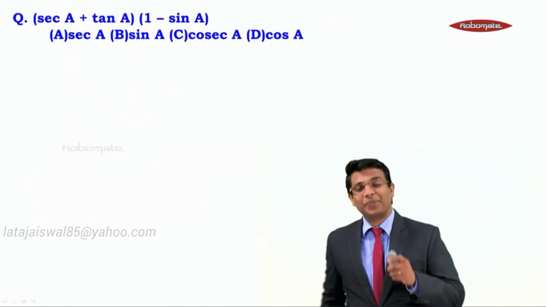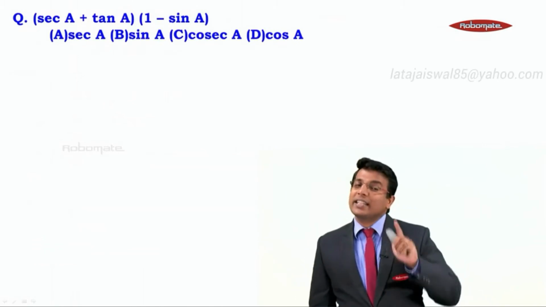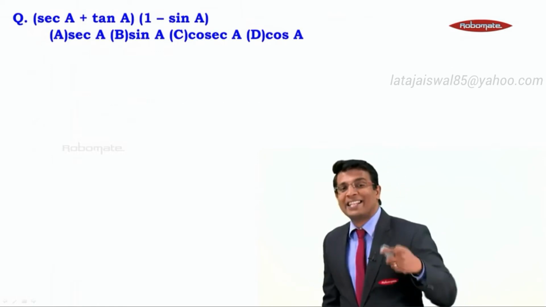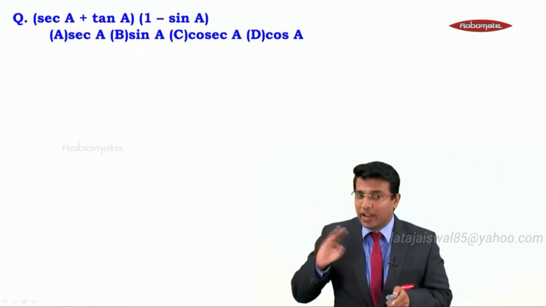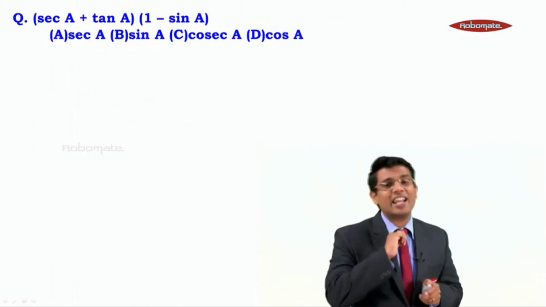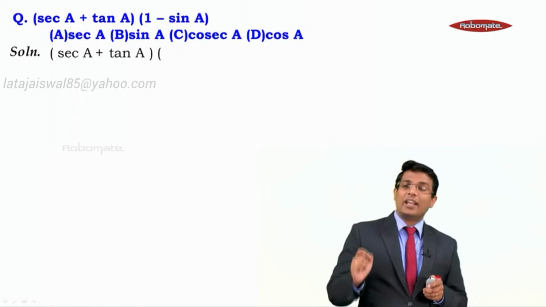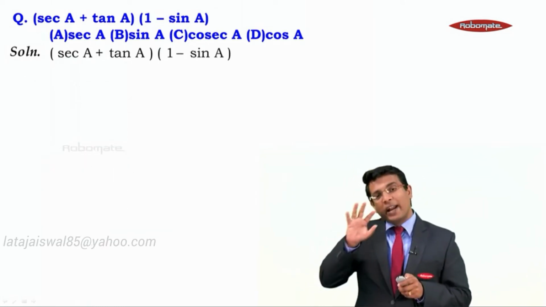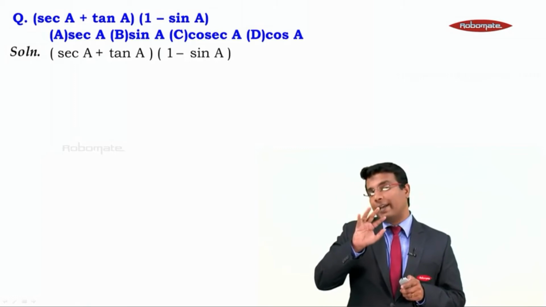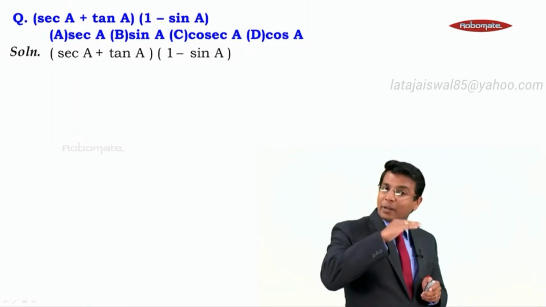Now we have to check for this particular expression, that is (sec a plus tan a) into (1 minus sin a). To check for this, the value is whether it is option A, B, C or D. Let's see that now. So let's write down the expression first. (Sec a plus tan a) into (1 minus sin a). In the first bracket, you have sec a and tan a. And in the second bracket, you have sin a. That is a primary basic ratio.